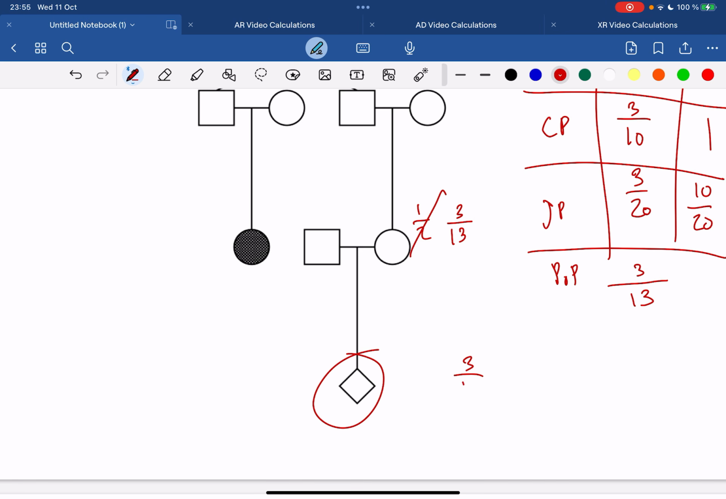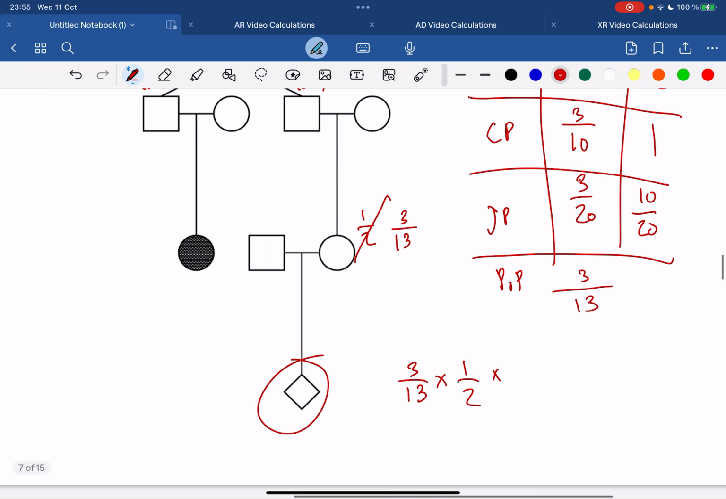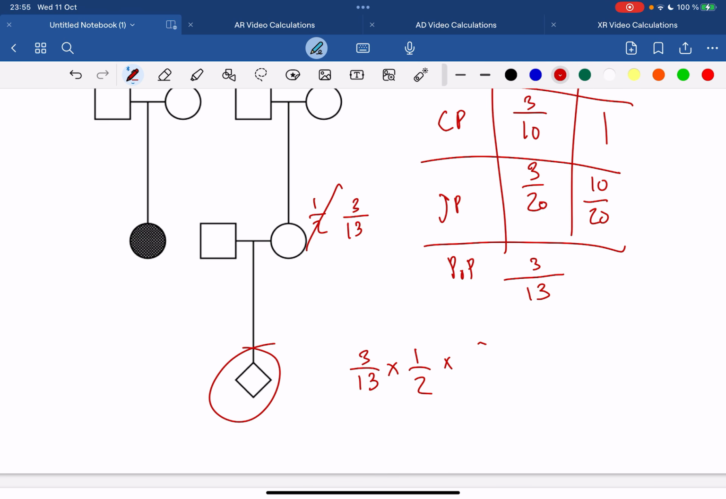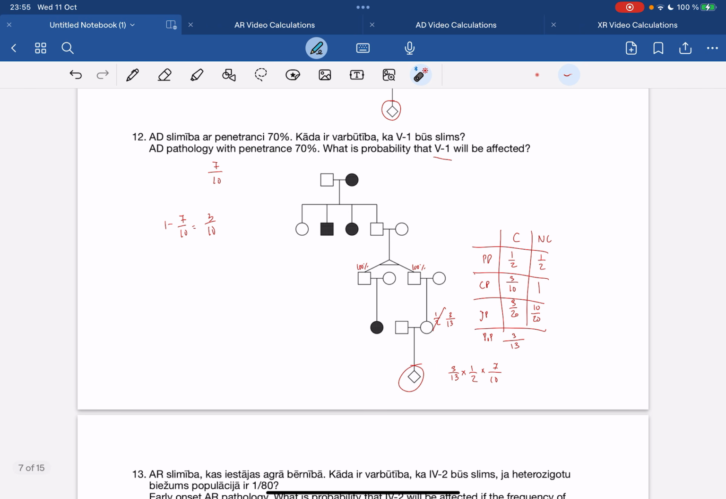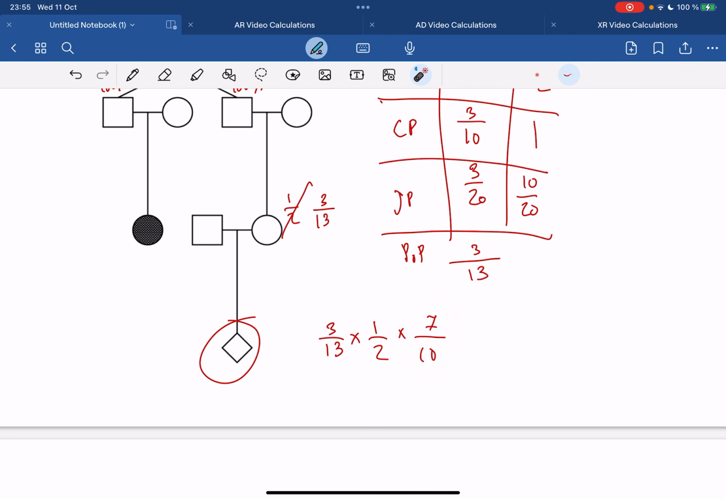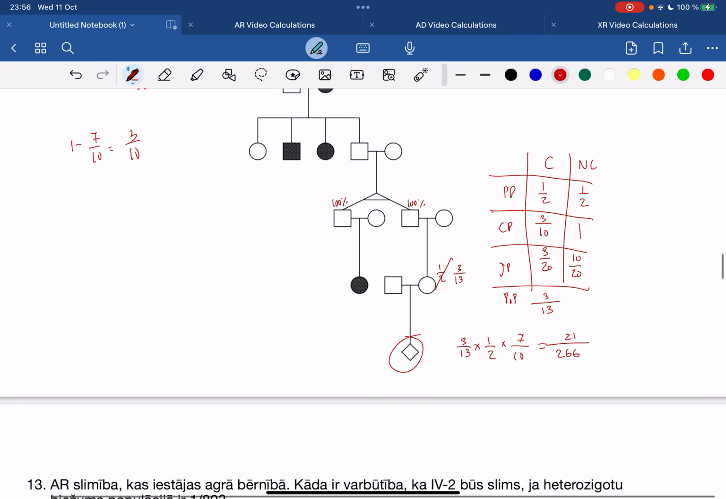Take the mother's chance to be a carrier times the chance for this child to be receiving a dominant allele from the mother times the chance for this child to be part of the penetrance people, because we want to ask for the chance for this child to be affected or to be sick, and only 70% of the people who have this allele are actually sick. And this is equal to 21 over 266.